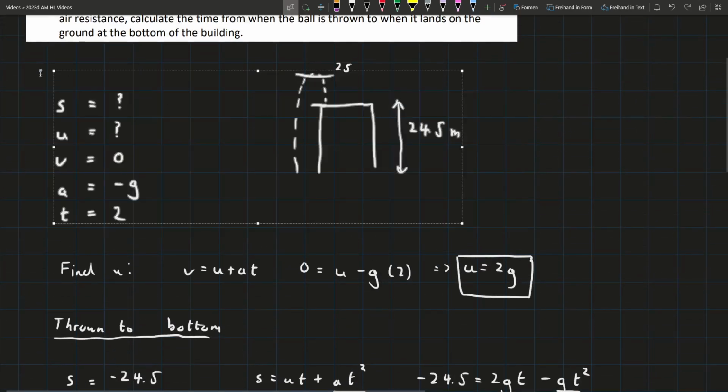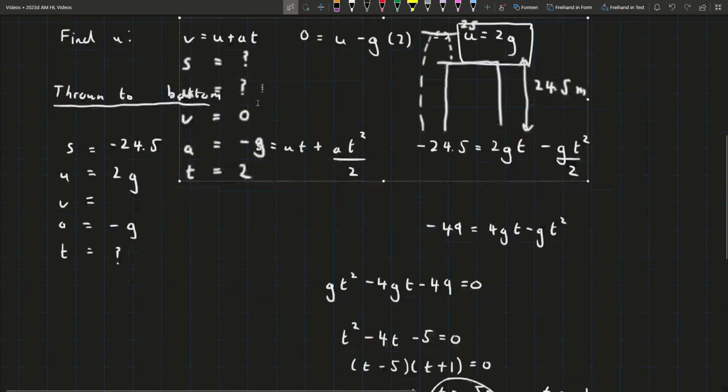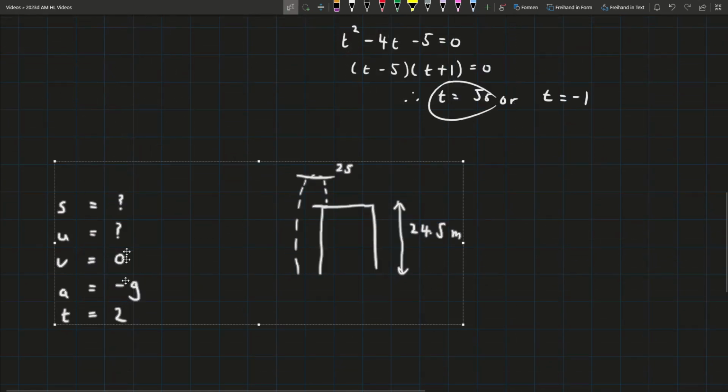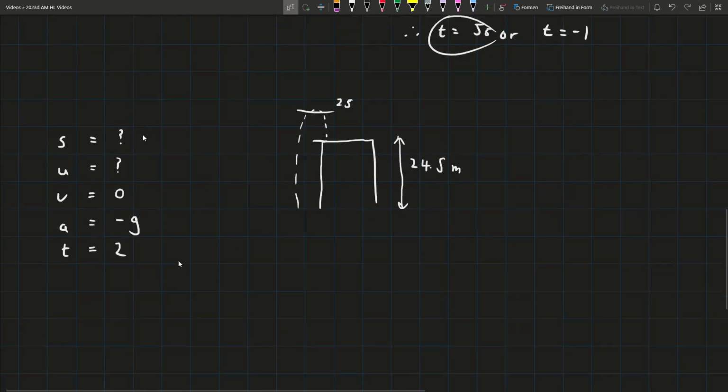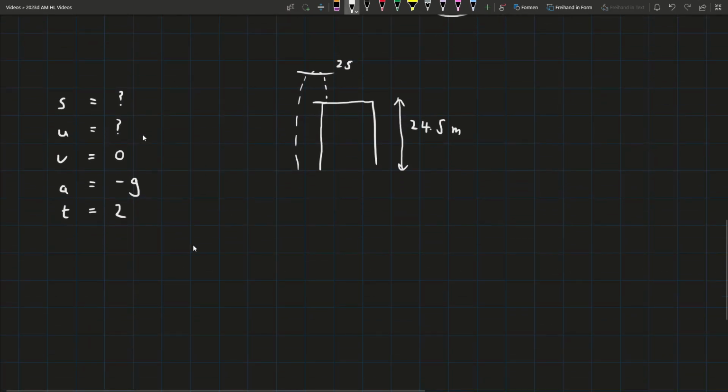And now we can try it with the other method and see if we get the same answer. So I'm just going to copy this down again so we can have a look at it. This time we can just find s. So we'll have s, v, a, and t. That'll be v squared equals u squared. No, we don't have u. Is there even an equation that does that?